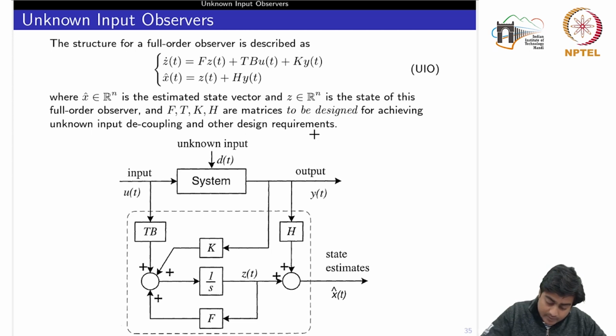This is the block diagram description of this observer, where you see that the disturbance term, which we are calling the unknown input, is only acting onto the system, but we are not taking any information of this input to our observer. We are only taking the information of the input, or let's say the control input, and the output of the plant.